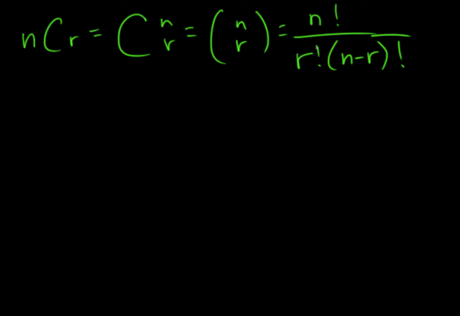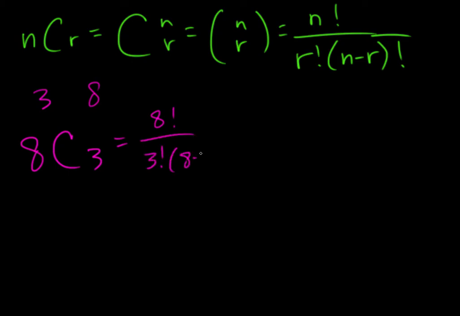So how many different teams of 3 can be selected from a squad of 8? So n is the number that we can choose from, r is the number we are choosing, and so I'm just going to skip to this one. So 8 factorial over 3 factorial times (8 minus 3) factorial.